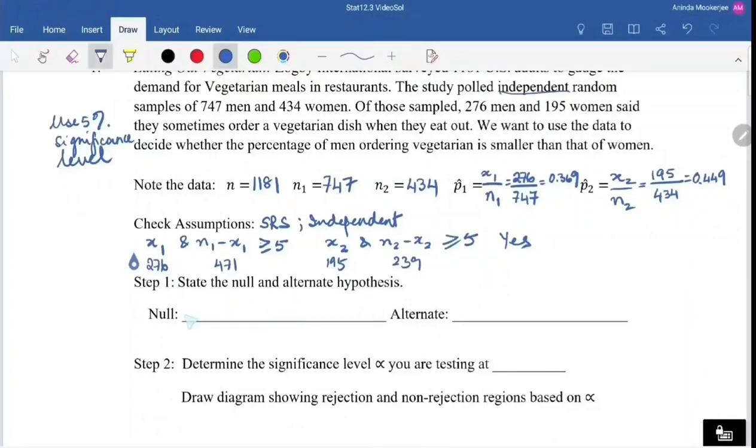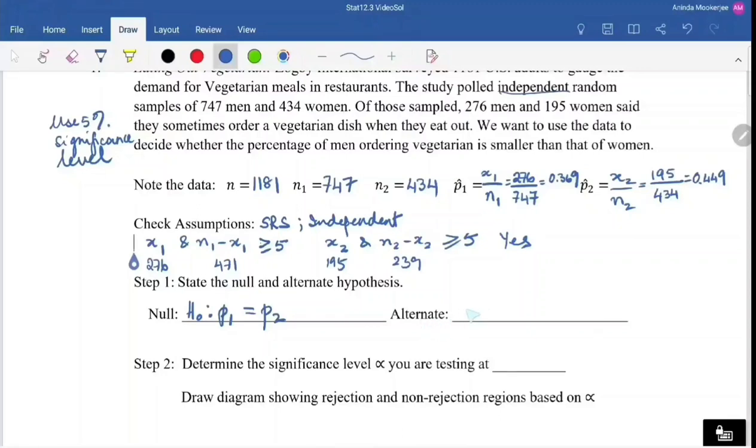What's the null hypothesis? Now we are comparing proportions. So you have to write it as P sub 1 is equal to P sub 2. Null hypothesis will always say that they are the same. There's no difference between men and women ordering vegetarian dish when they eat out. So again, you are comparing 2 proportions. You have to write it as P1 equals P2. Don't put a numerical value next to the equal sign when stating the null hypothesis for 2 population proportions or 2 population means, whatever it may be.